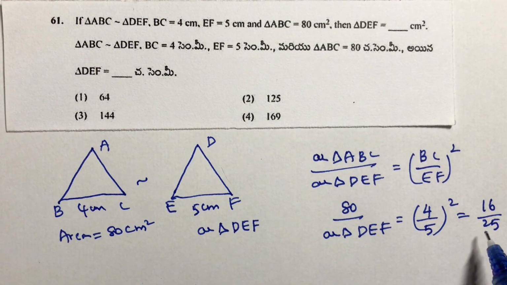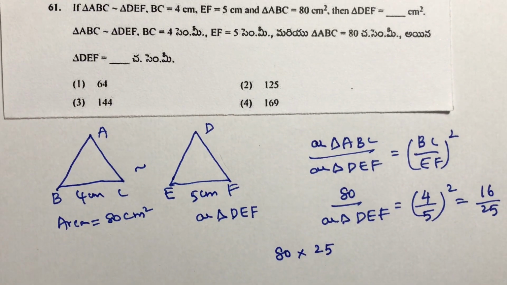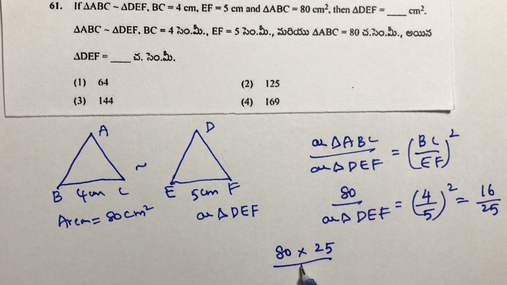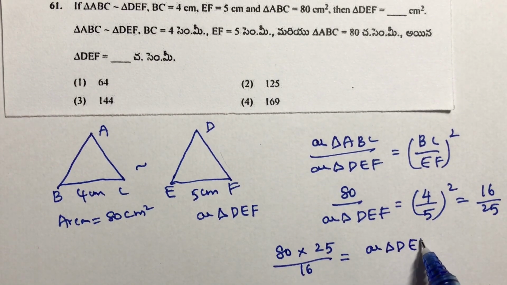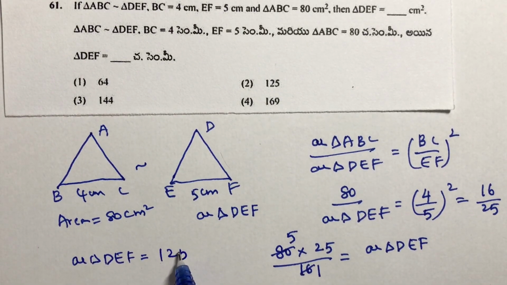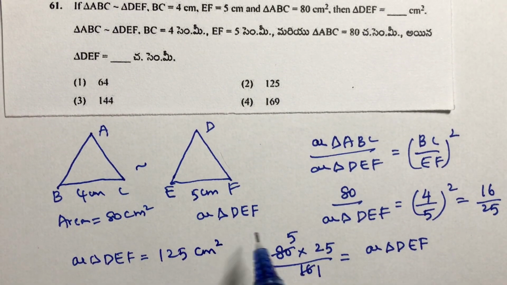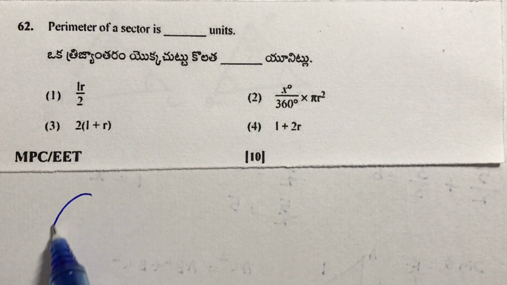So if we cross multiply, 80 into 25 by 16 equals area of triangle DEF. 16 times 1, 16 times 5, so 25 into 5. So area of triangle DEF is 25 into 5, 125 centimeters square. So the correct option is perimeter of a sector.